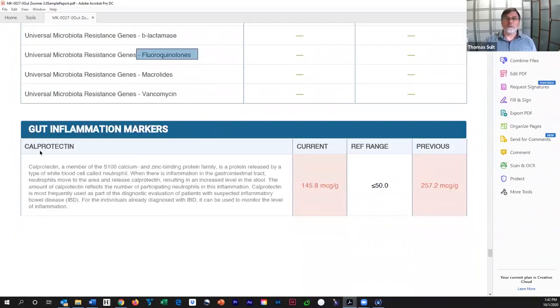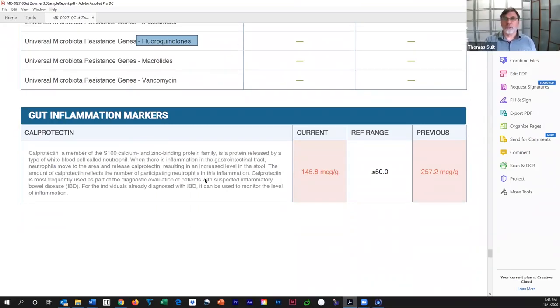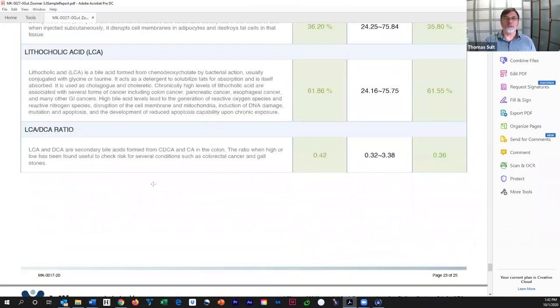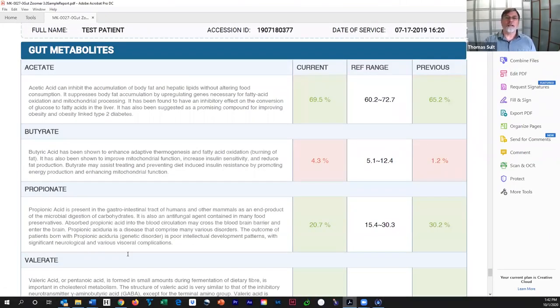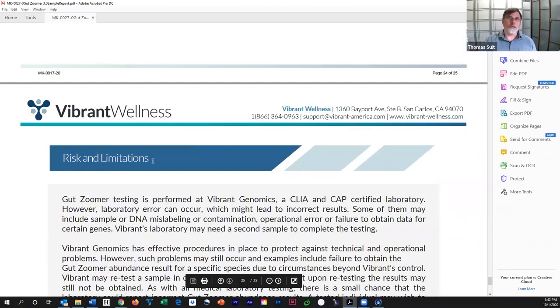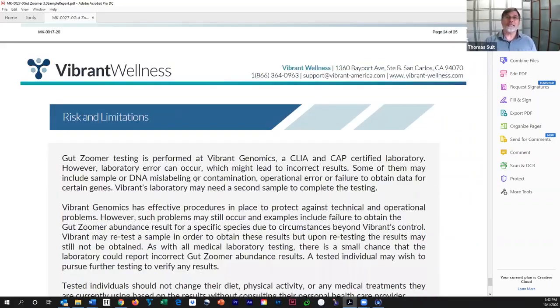And then calprotectin, that was one of the inflammatory markers we already saw on the front page, and the pancreatic elastase and all these bile acid conjugates we talked about, the short chain fatty acids we already talked about. And then the risks and limitations. No test is perfect. You can have false negatives and false positives. Any test always has to be interpreted in terms of the medical history and so forth.